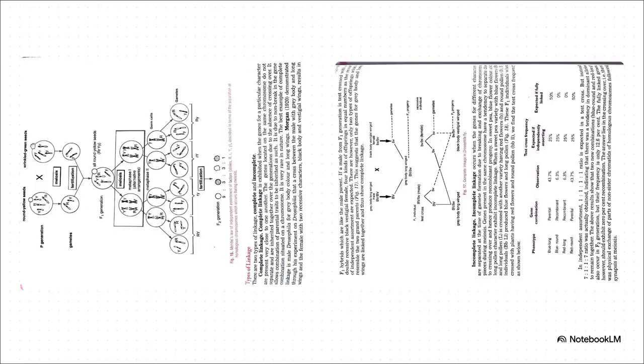And this visual makes it super clear. On the left, independent assortment. The genes are on different chromosomes. Think of them as being in different cars. They can go to different destinations. But on the right, that's linkage. The genes are passengers in the same car. Where one goes, the other has to follow. Understanding this difference is absolutely critical in genetics today.